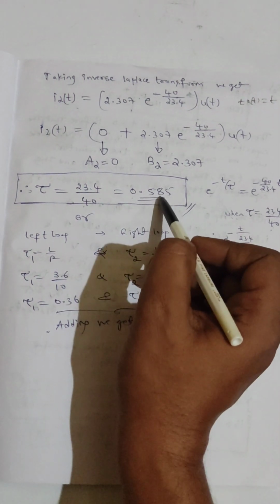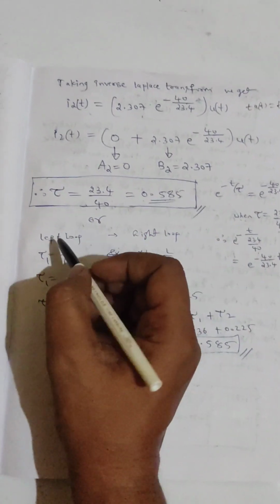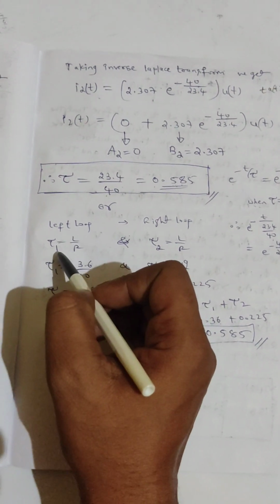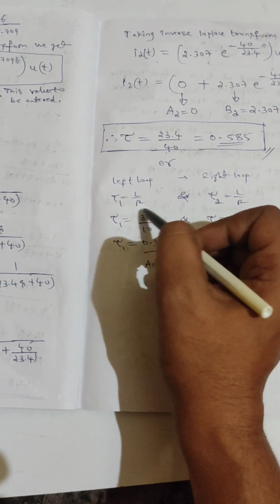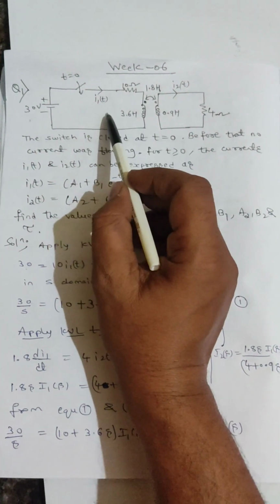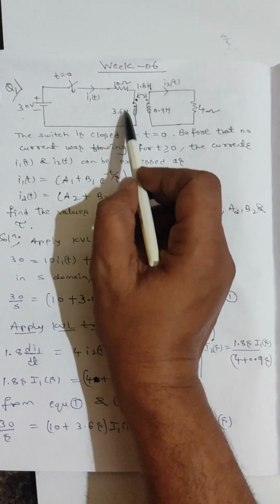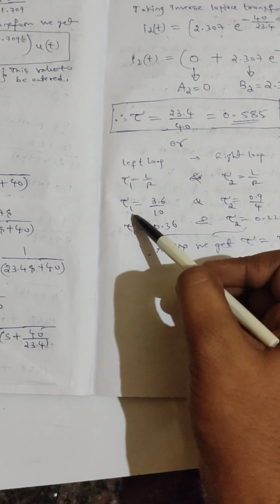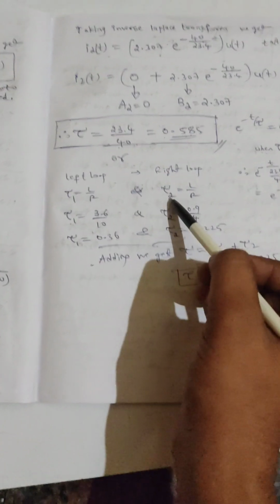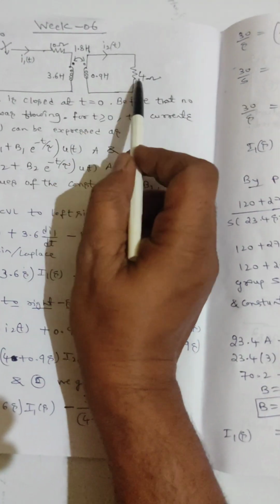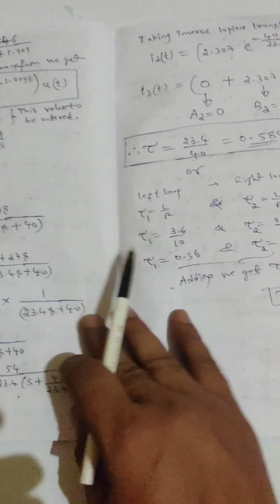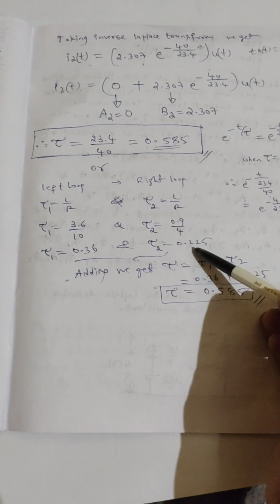The value of tau is 0.585. Otherwise, look at the left loop. What is a time constant? We know that tau is L by R. In the left loop, tau is L by R. What is the L value? 3.6. What is R? 10. So tau 1 for the left loop is 3.6 by 10, which is 0.36. Similarly for the right loop, tau 2 is again L by R. What is the L value? 0.9 by R, you will get 0.225.